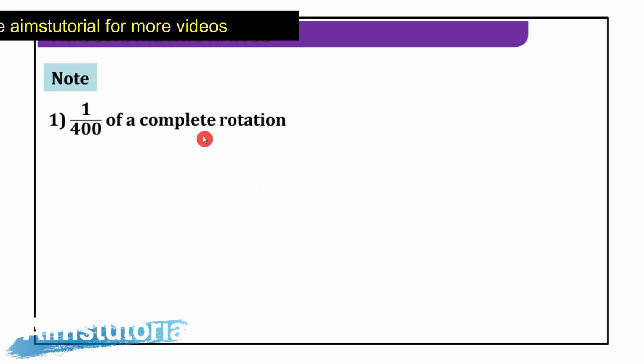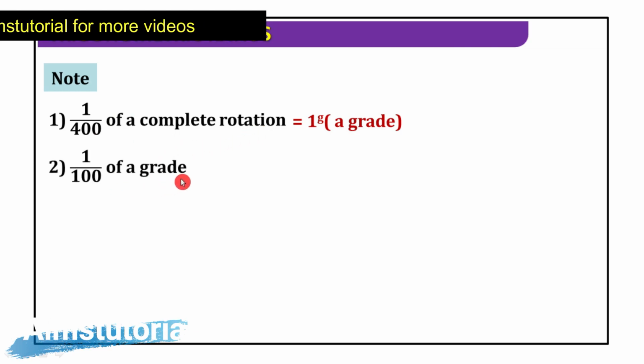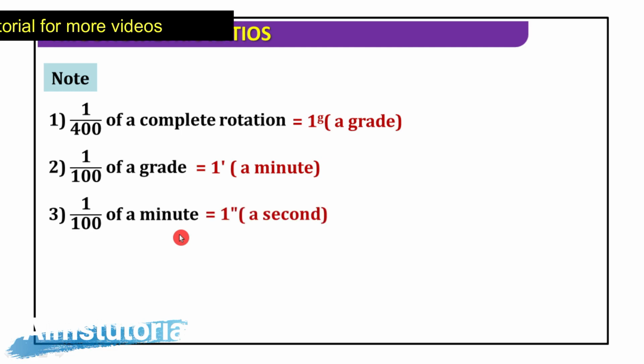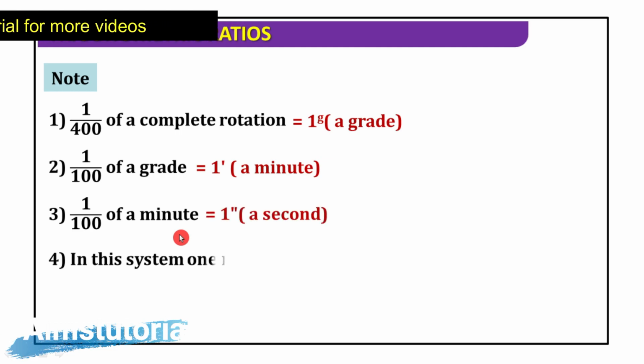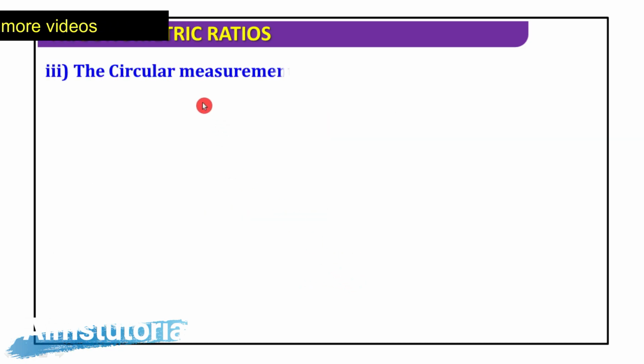1 by 400 of a complete rotation is called 1 grade. 1 by 100 of a grade is called 1 minute, and 1 by 100 of a minute is called 1 second. And in this system, one right angle equals 100 grades. Third one, the circular measurement or radian system.